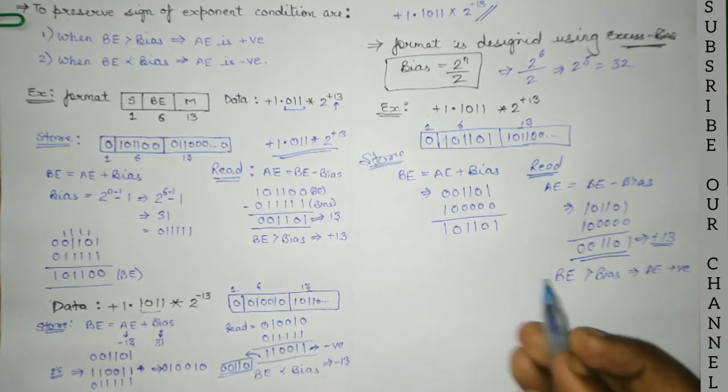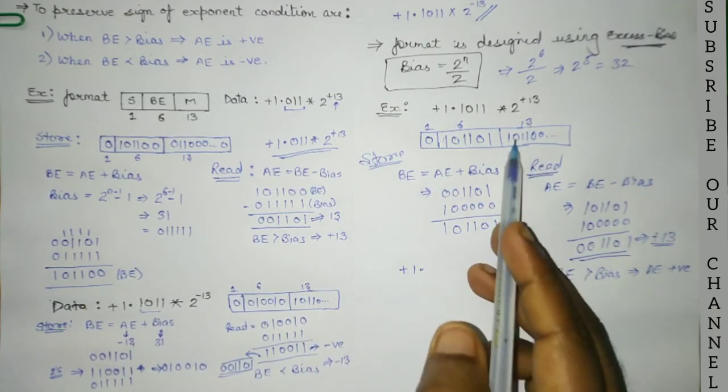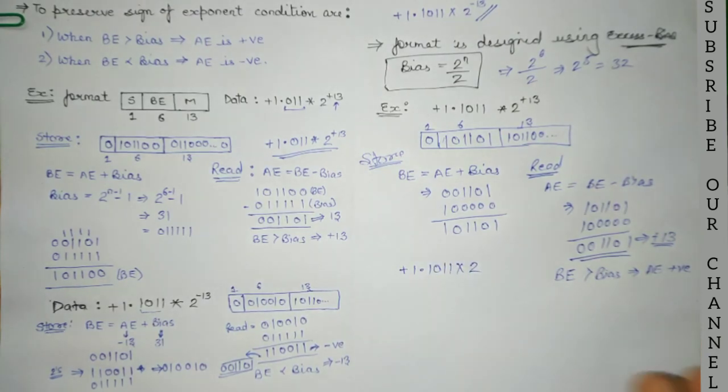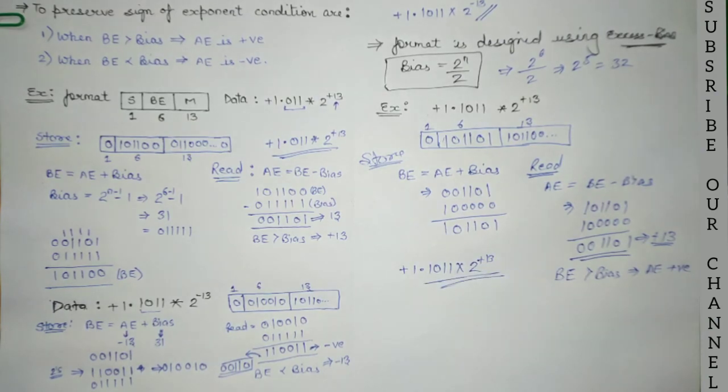So if you have to retrieve it, 0 tells that it is a positive sign, 1 is a valid digit. Write down this mantissa part, 1011 into, we already know that the base is 2 and the power is plus 13. So this is how you can store the data and write down the data.